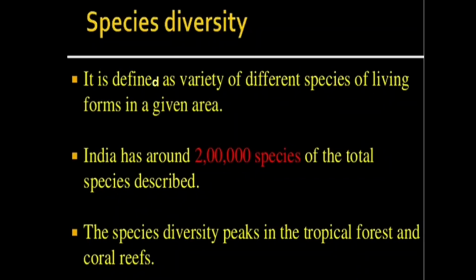So, there are so many species in India. There are up to 2 lakh species in India. The species diversity peaks in the tropical forest and coral reefs. Malaysia is having highest species diversity.